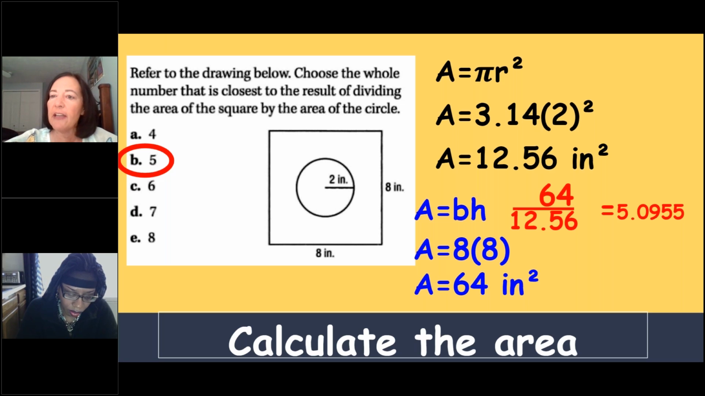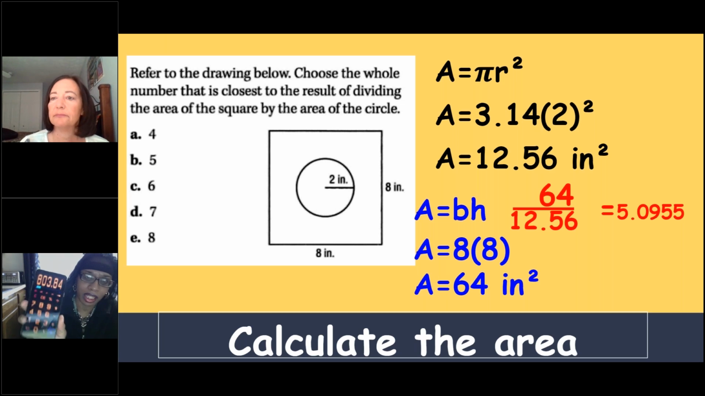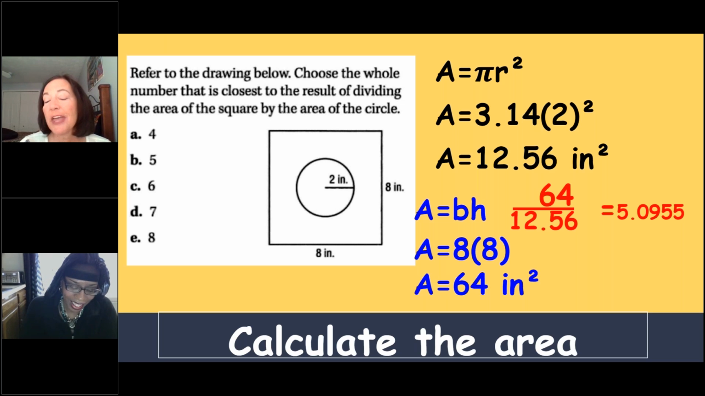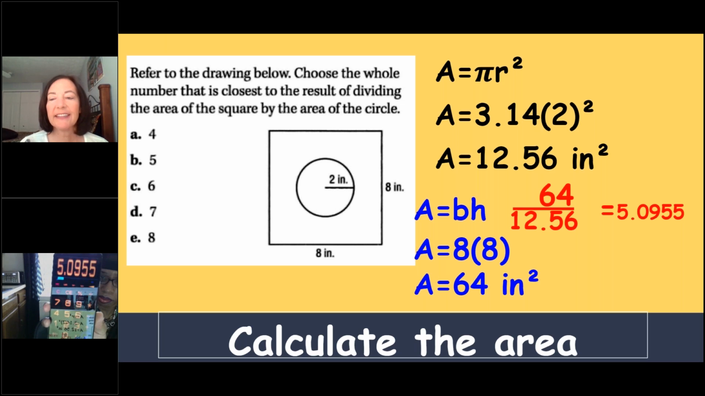No, looky there. This time I got 5.0955. Is that what you got, Lana? I might have hit the wrong button. Let me do it again. It's easy to do. That's why I said for this lesson today, we really need a calculator. So clear it all out. 64 divided by 12.56. That's it. That's exactly right.